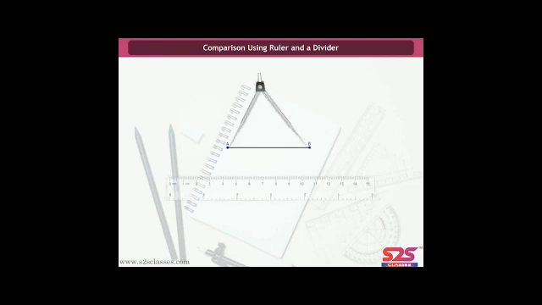To measure a line segment by a divider, open it and place the end point of one of its arms at A and the end point of the second arm at B. Now, without disturbing the opening of the divider, take the divider and place it on the ruler. Ensure that one point of the divider is at the 0 mark of the ruler. Now read the mark against the other end point of the divider.